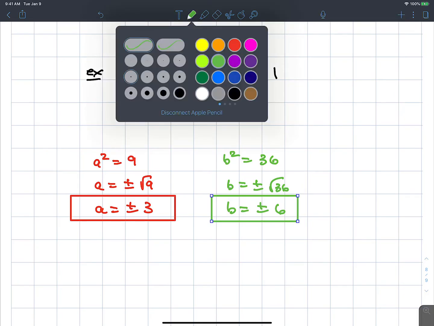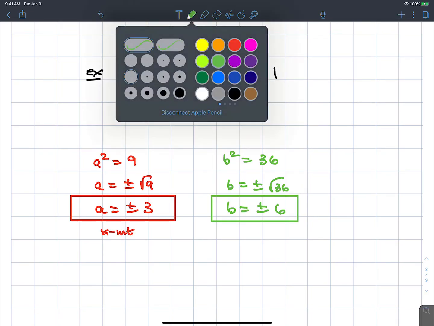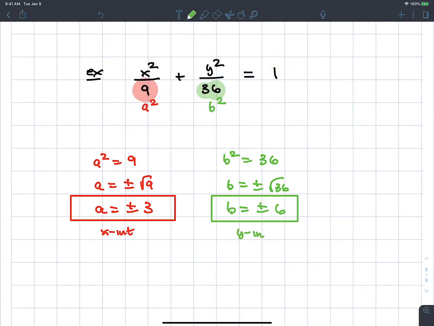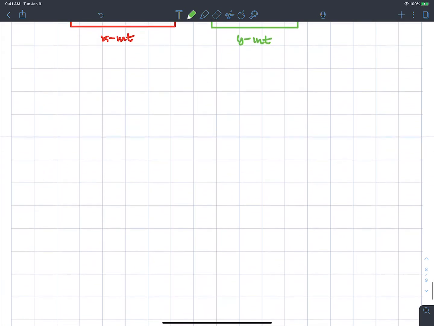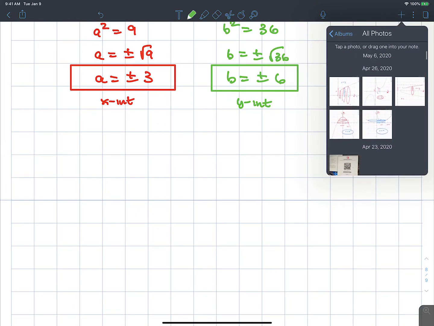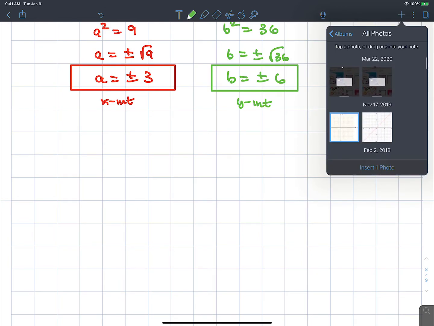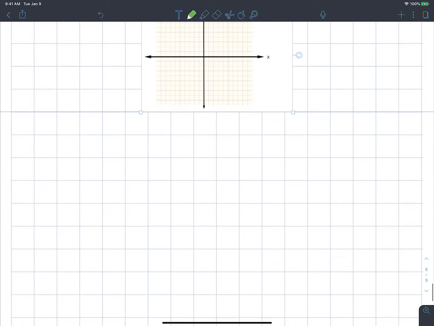So again, if you said, can I just call that my x-intercepts? I'll say yes. Can't we just call this my y-intercepts? Absolutely. So this is your first step. You've got to find those intercepts. The next step is we're going to have to bring another graph in. So I guess it's photo. And we go all the way down to here. Insert.